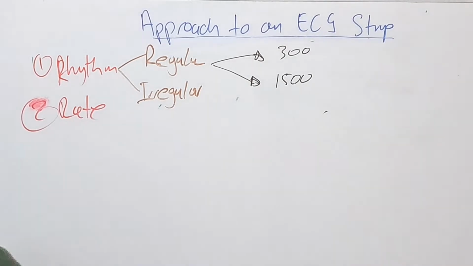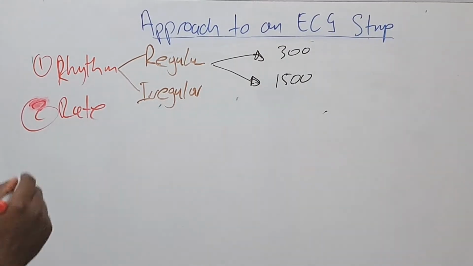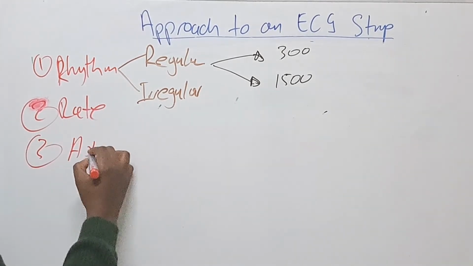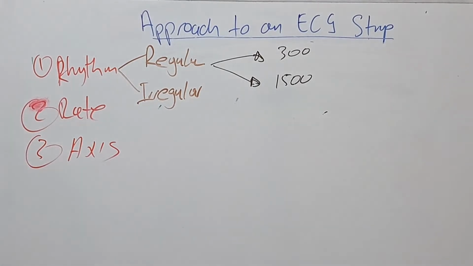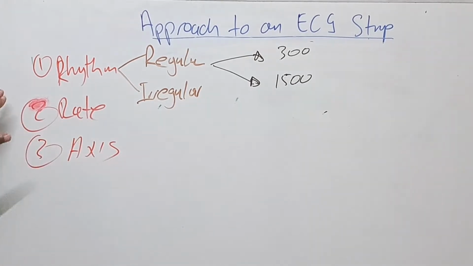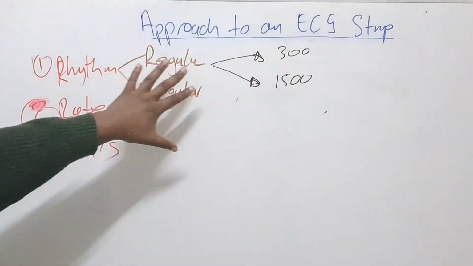And remember, the first 3 things that I said we must always do: here is determining the axis. We have done a video on axis. Now we're doing a video on rate. We're going to do a video on rhythm, more detailed, but this is just brief.